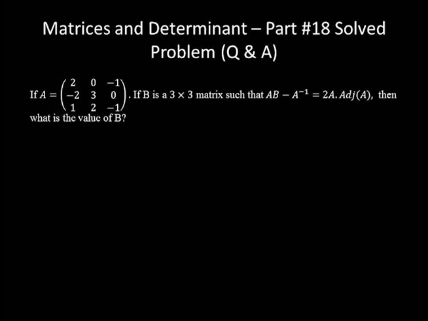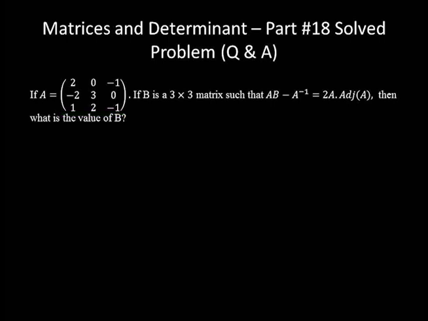In this video, we are going to solve one question that will help us to see the different applications of matrix and determinant. The question is this: if matrix A equal to this 3 by 3 matrix, if matrix B is a 3 by 3 matrix such that A times B minus A inverse equal to twice of matrix A times adjoint of A, then what is the value of matrix B?